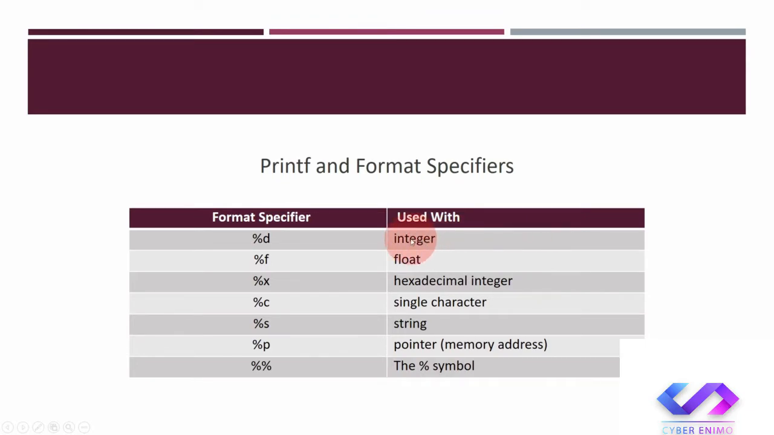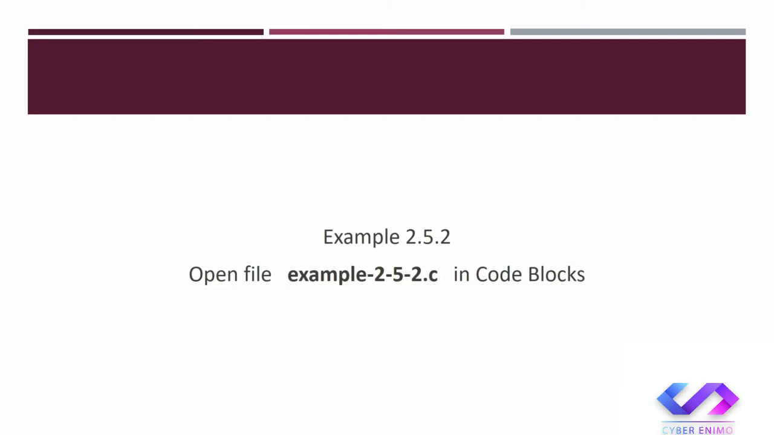For example, for an integer, we use %d. For a float, we use %f. For a hexadecimal integer, we use %x. For a single character, we use %c. For a string, we use %s. And for a pointer, which points to a memory address, we use %p. And finally, if you want to display the % itself, you're going to have to do %% in between the quotation marks. Now let's take an example.